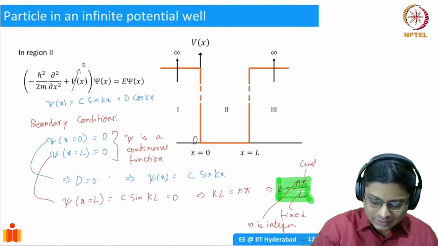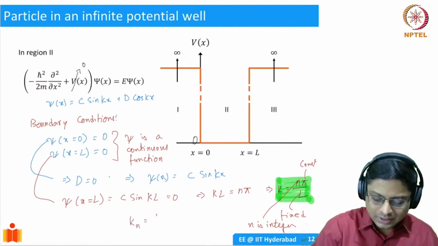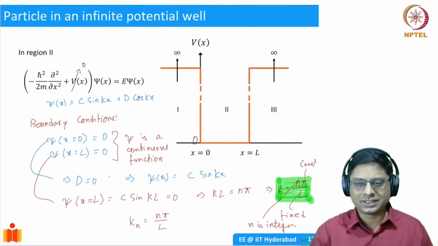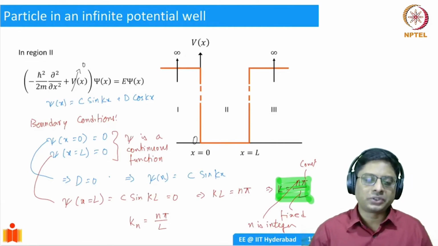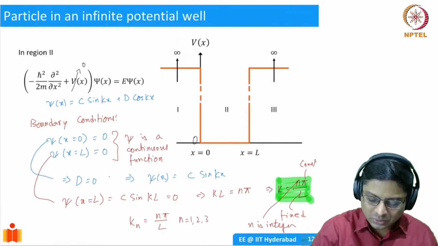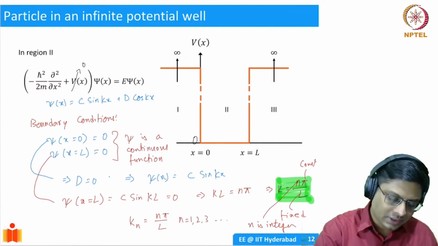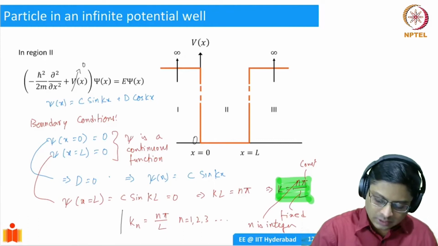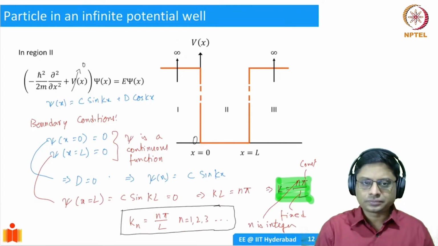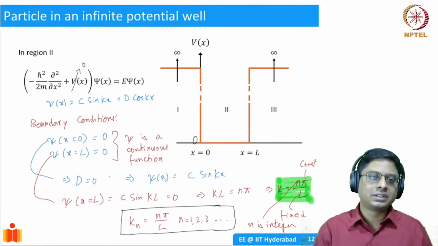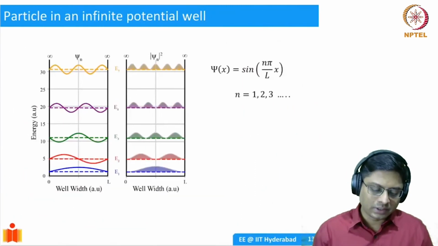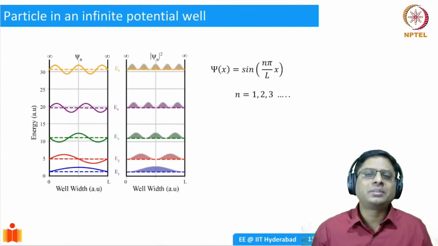So we write it as k_n equal to n pi by L. Just to denote, it's the same k, but when we write k_n, we are trying to say that n is discrete, n equal to 1, 2, 3, and so on. This is the discreteness that has come about in k. This is an important consequence of the confinement of an electron.